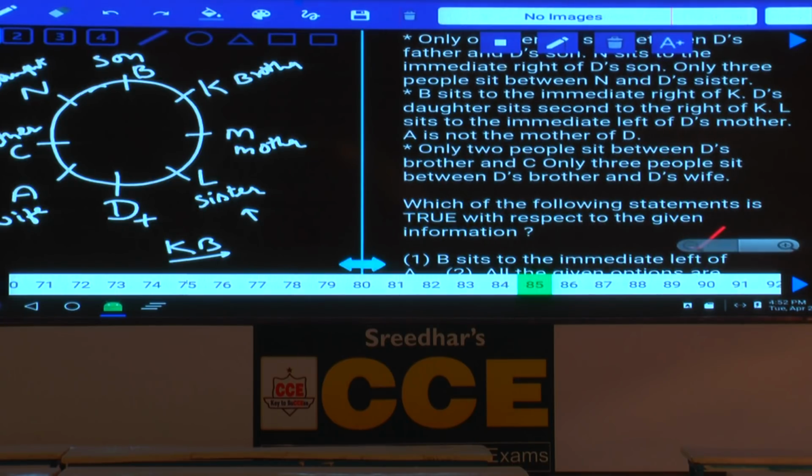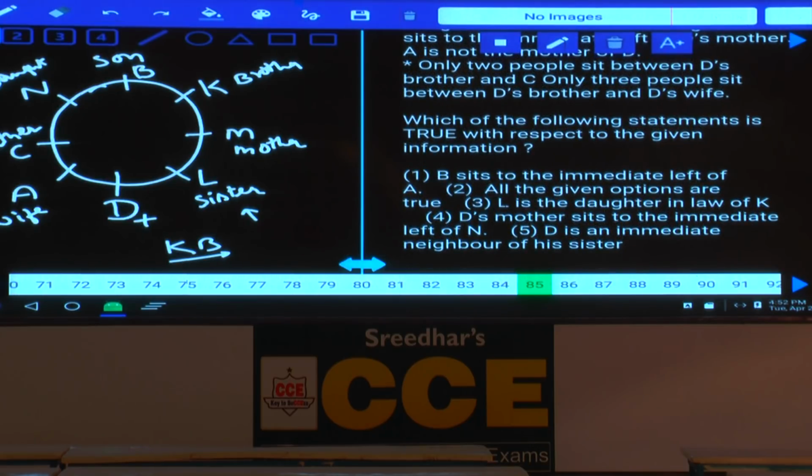And 85. Now in this 85, which of the following statements is definitely true with respect to the given information? B sits to the immediate left of A. B is to the immediate left of A, that is false. And choice 3, L is the daughter-in-law of K. Tell me whether it is true or false. L is the daughter-in-law of K, that is false, because L is the sister of K, isn't it?